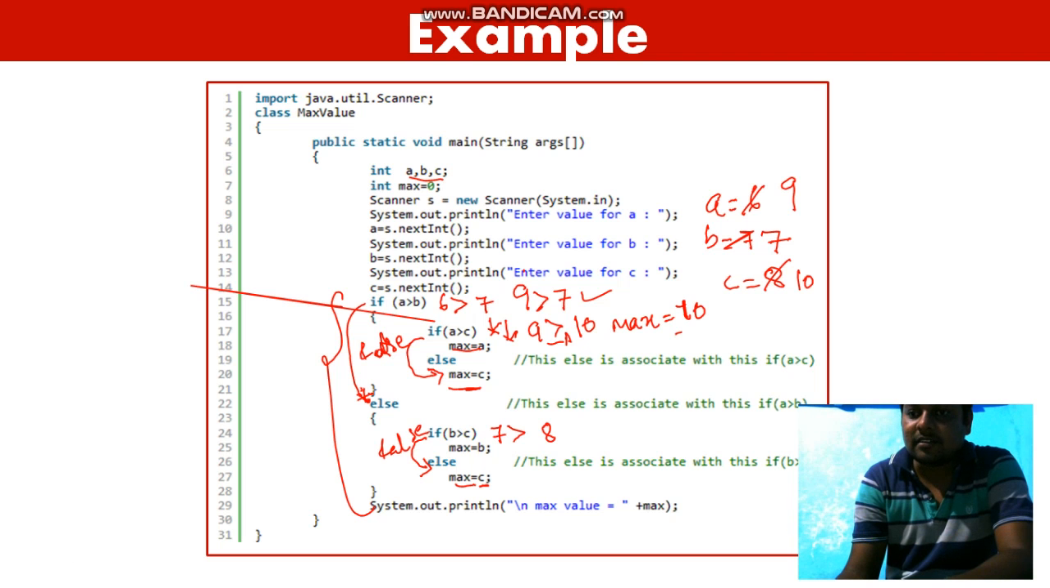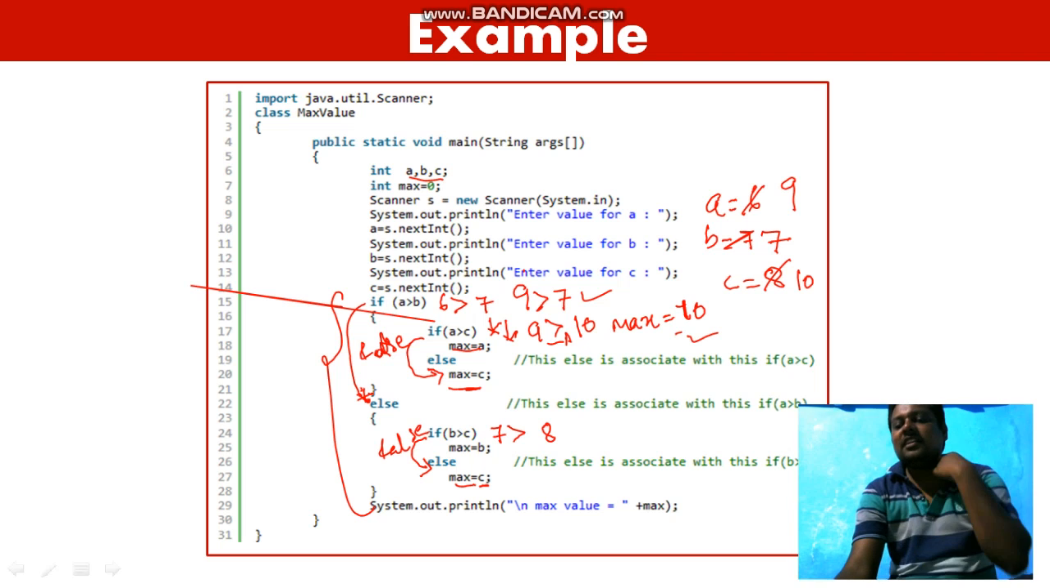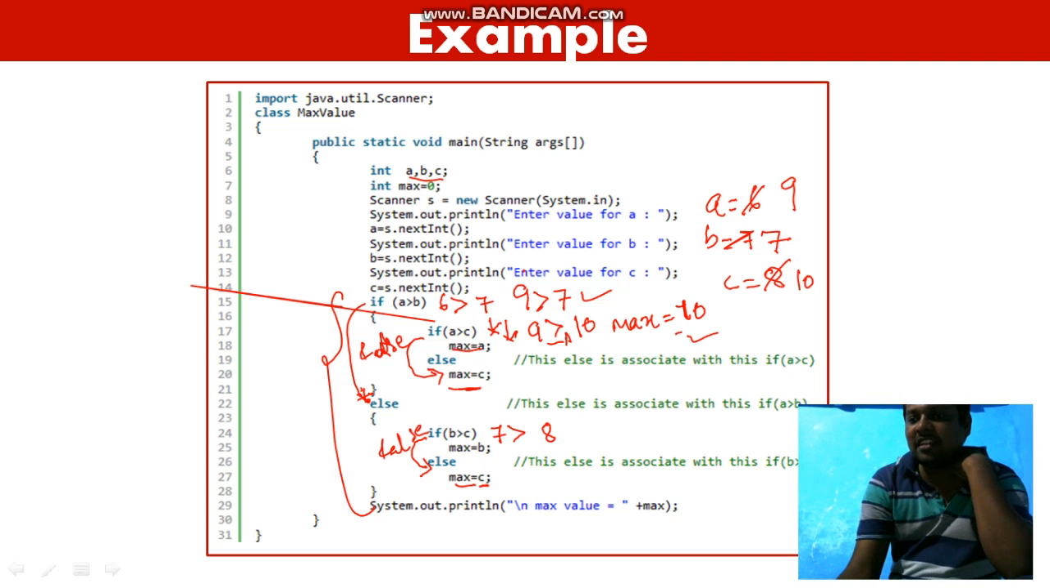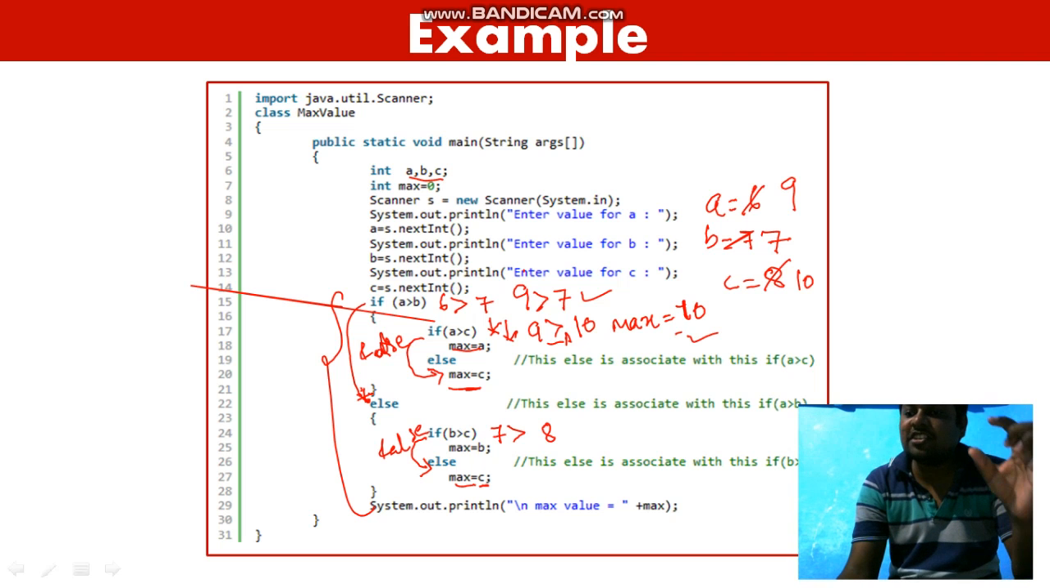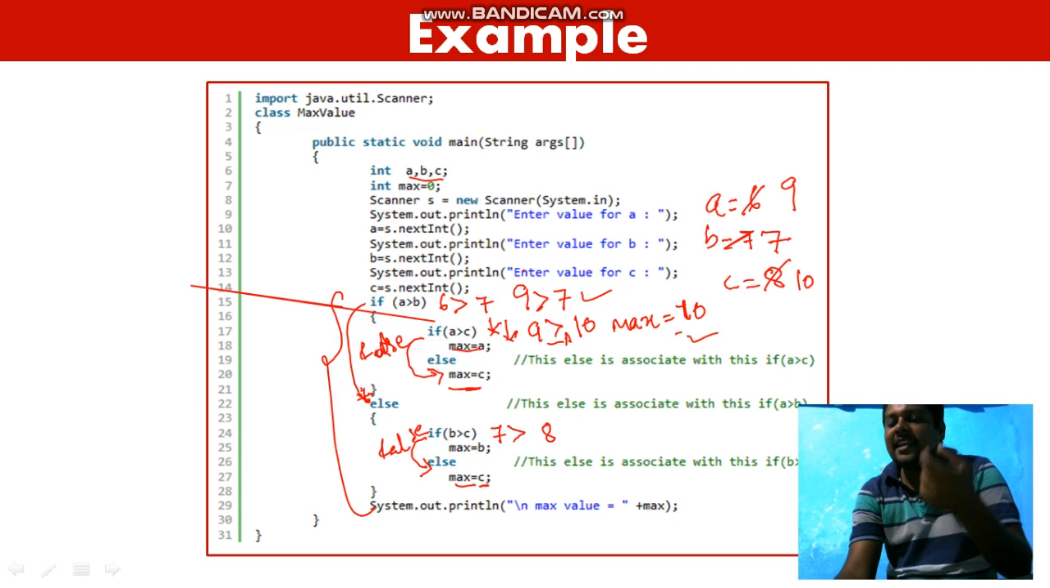So like that, the nested if statement works, and it will check each condition. First the outer condition will be checked. If it is true, it will enter the inner condition and that will be checked. If the outer condition is false, it will come to the else body, and inside the else we have an if statement, which will be checked, and according to the condition it will be executed.